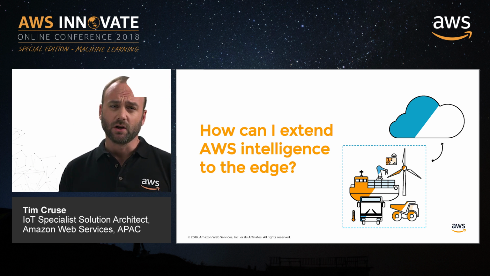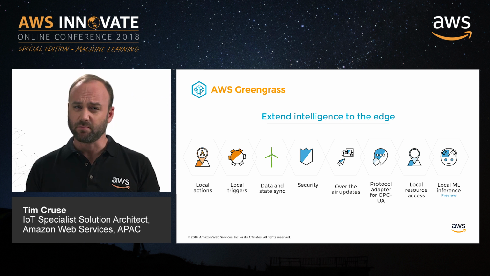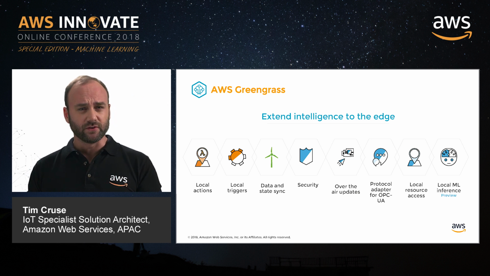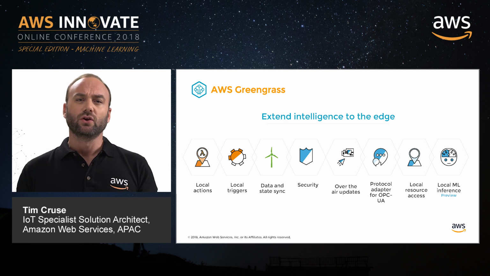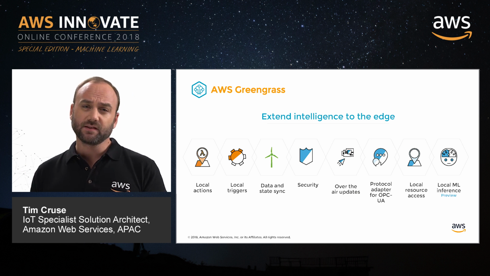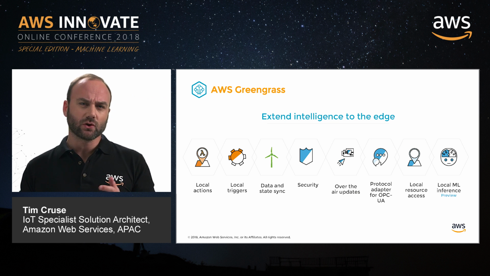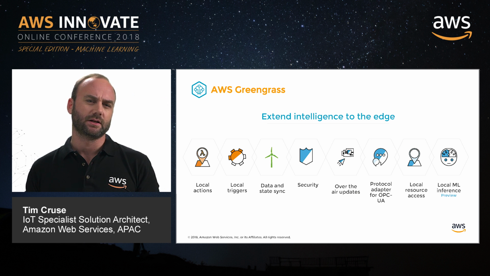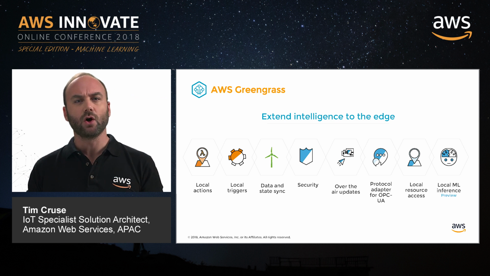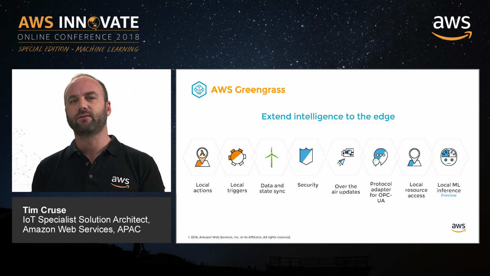In order to achieve this, we took the Greengrass platform, already great for running local actions and local triggers, state management and security, and we improved it by adding over-the-air updates for further management of devices out in the field, support for more industry protocols like the OPC UA with more protocols coming, and local resource access within your Lambda functions, allowing customers to access their hardware from their Lambda business logic. And these three key pieces were core to us being able to deliver the functionality we wanted: local machine learning inference in Greengrass.